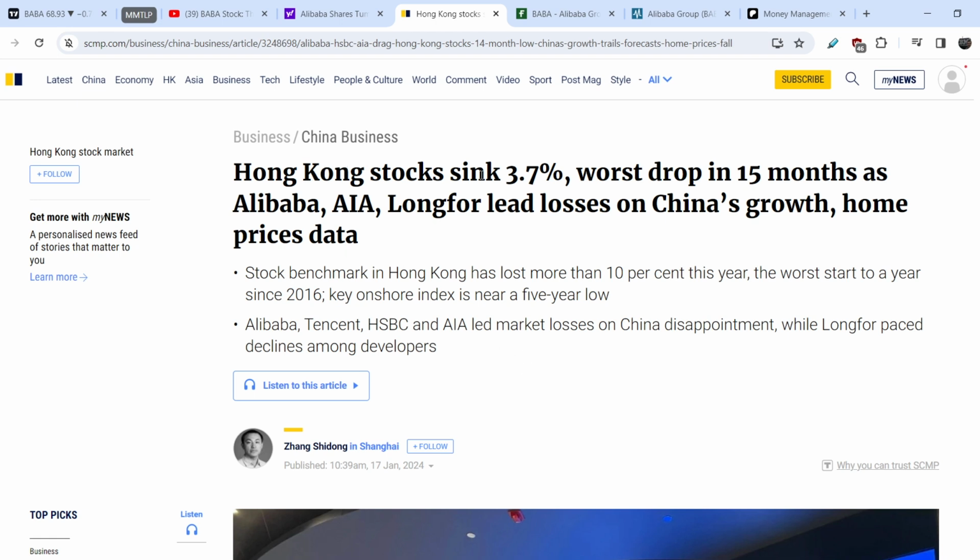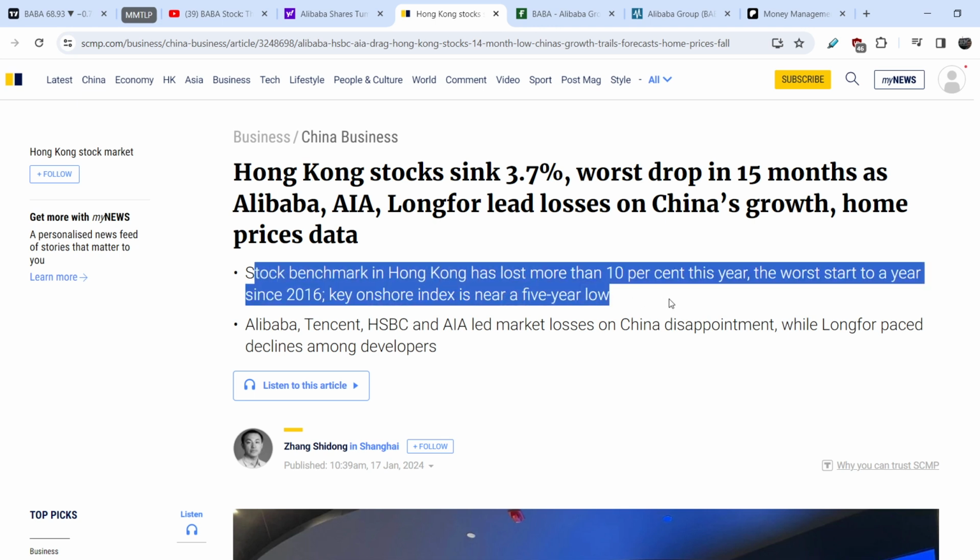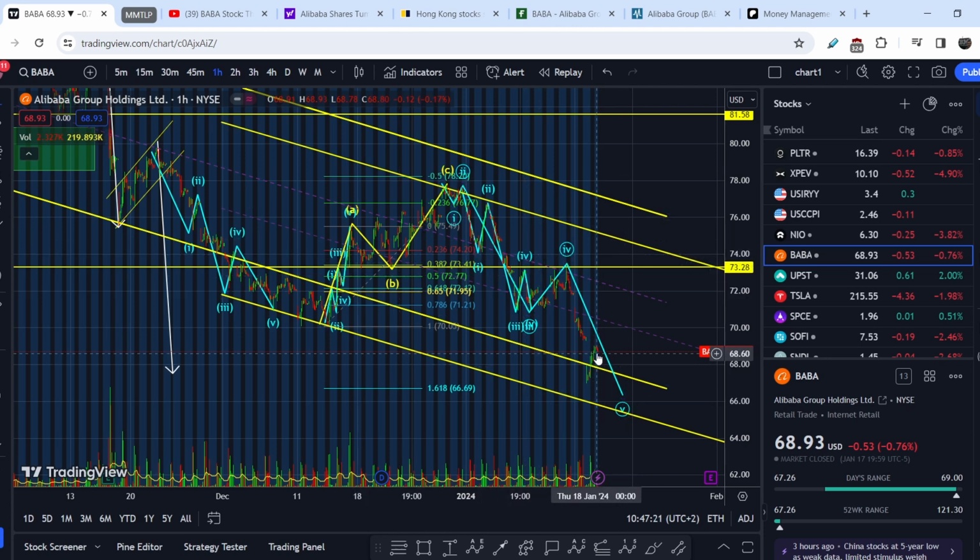Hong Kong stocks sink 3.7%, worst drop in 15 months as Alibaba, AIA, lead losses on China's growth and home prices data. The stock benchmark in Hong Kong has lost more than 10% this year, the worst start to a year since 2016. The onshore index is near a 5-year low. And this is the crucial part of this quite substantial movement.